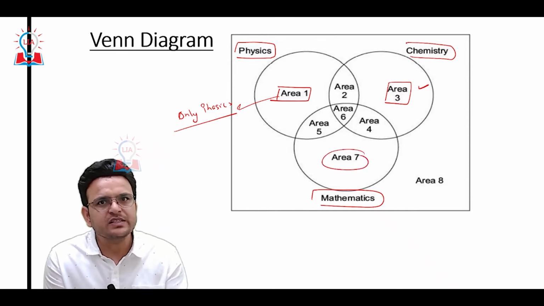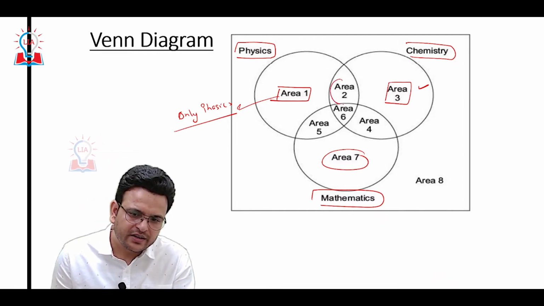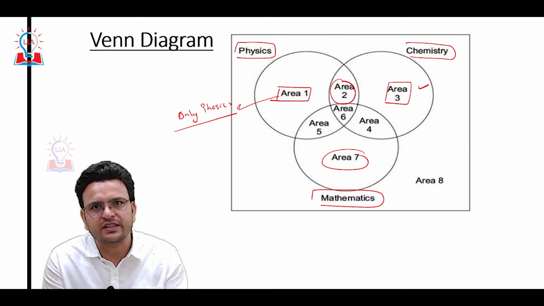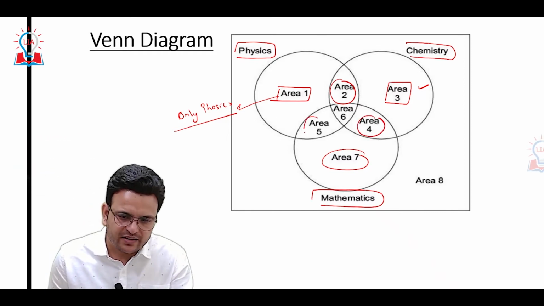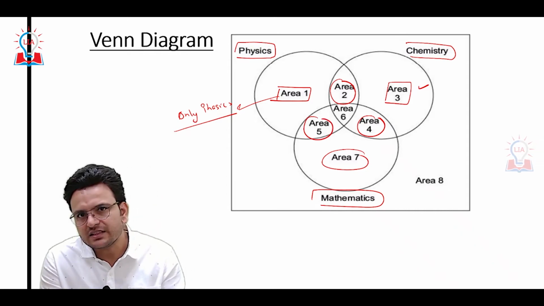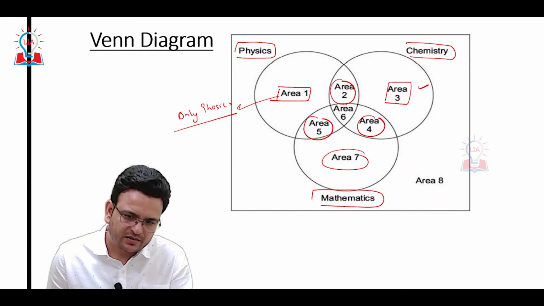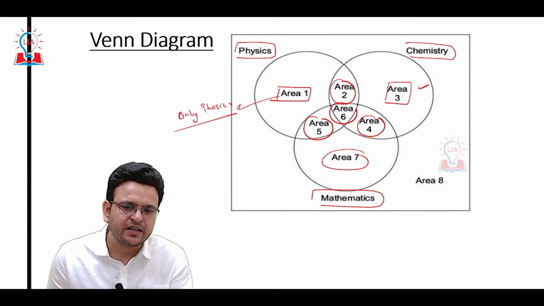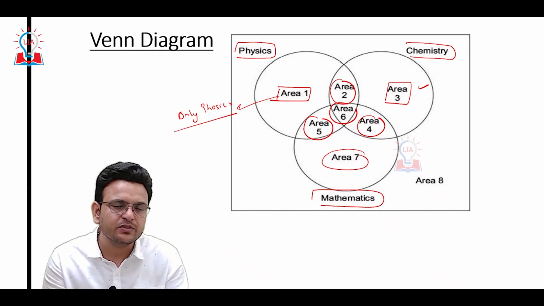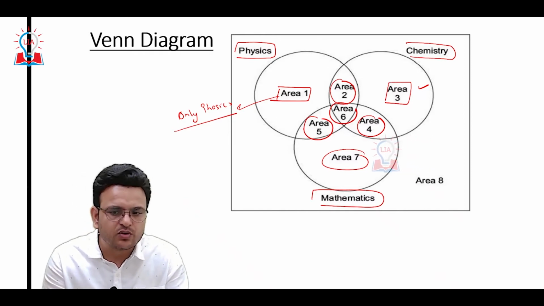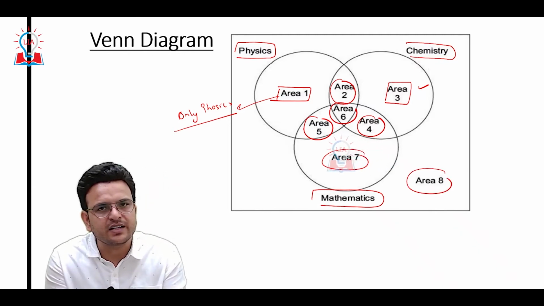And there will be some students who have qualified only physics and chemistry, here chemistry and mathematics, and here physics and mathematics. And there will be some students who have qualified all 3 subjects. This becomes area 6, and some students who have not qualified at all, it becomes area 8. So in this way you have to understand.